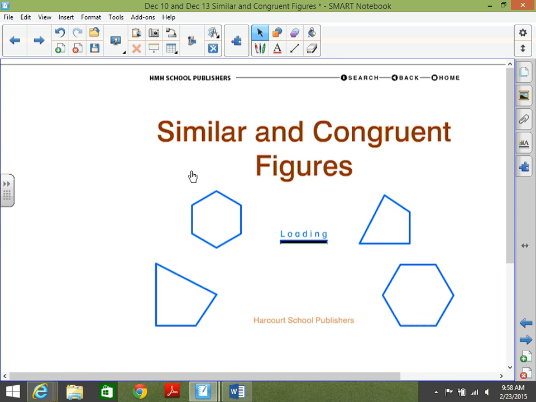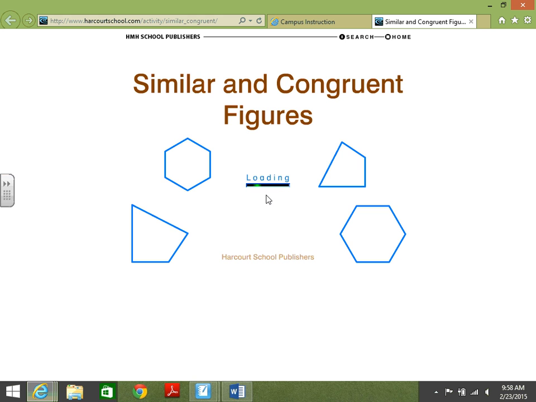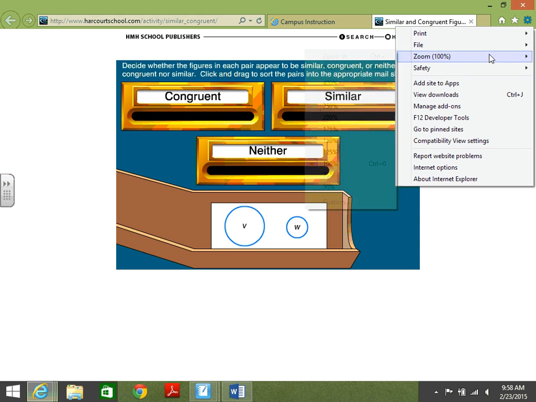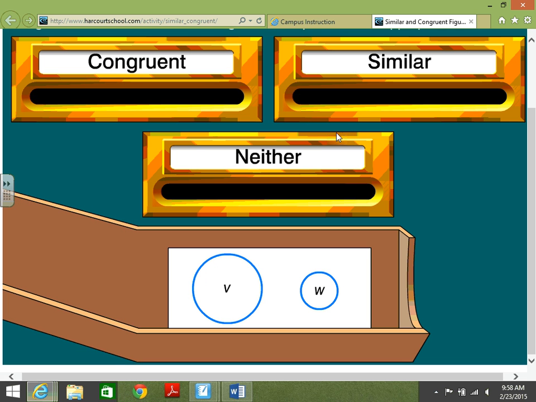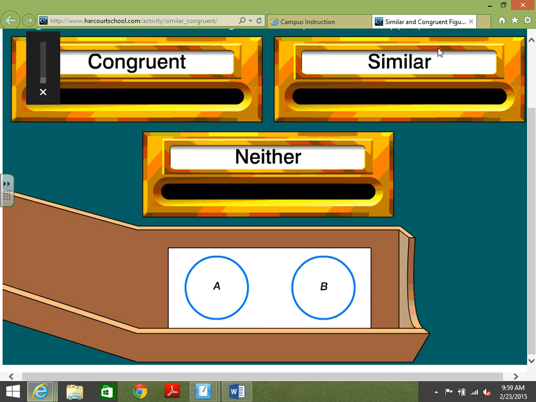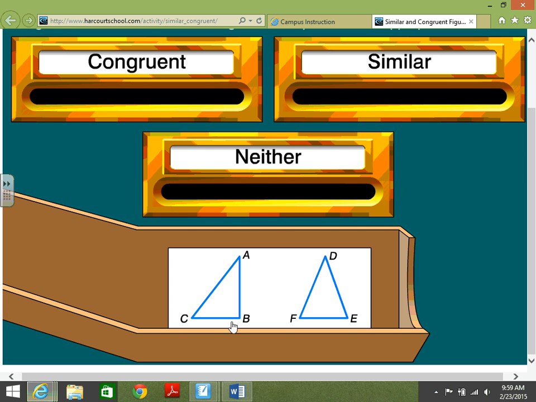Okay, so let's play a little game. We're going to see if the shapes are similar, or they could be congruent. Remember, similar is the same shape, they're just different sizes. Congruent means everything's exactly the same. Okay, so are these two circles similar, congruent, or neither? Similar. Good. Okay, next. Why are they congruent? Exactly the same. Good. Okay, next. Neither. Good.